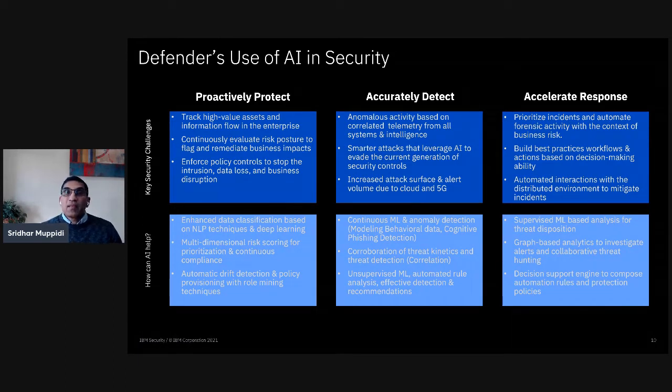Now, if you go to the next section, assuming that you've done everything, hopefully nothing bad happens, but if something does happen, then we need to be able to not only quickly detect it, but detect it accurately. And the way you do that is to, first and foremost, look at the anomaly activity. Not just anomalies of attack parameters, like what we call indicators of compromise, but indicators of behavior as well.